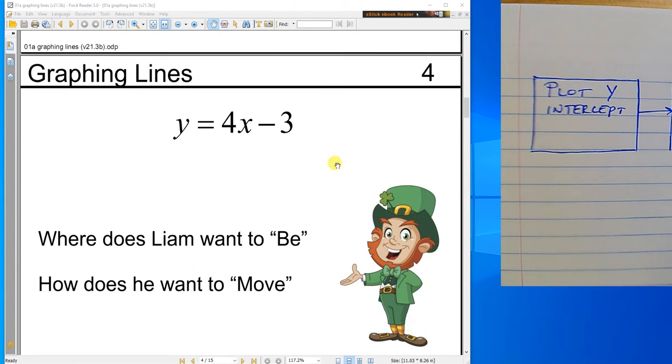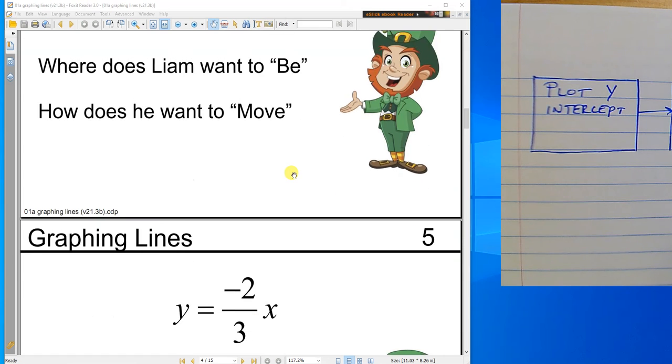Let's graph some stuff. Here we go. Where does Liam want to be on this one? Well, he wants to start at -3. How does he want to move? He wants to go up 4 over 1. Yes, there's a 1 underneath that 4.